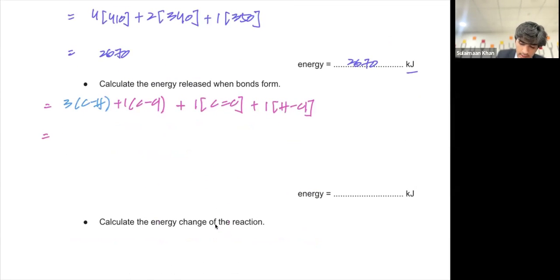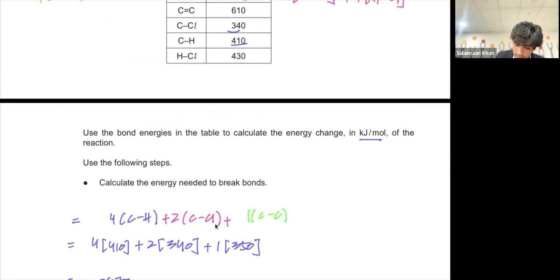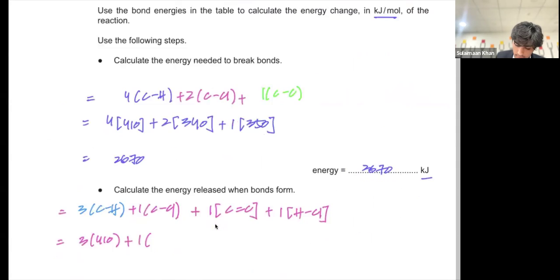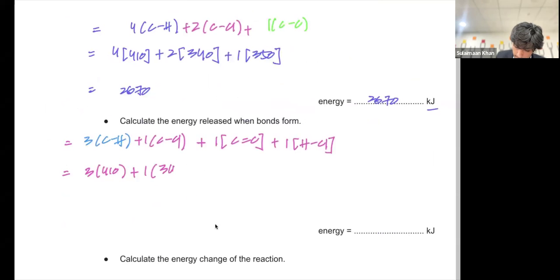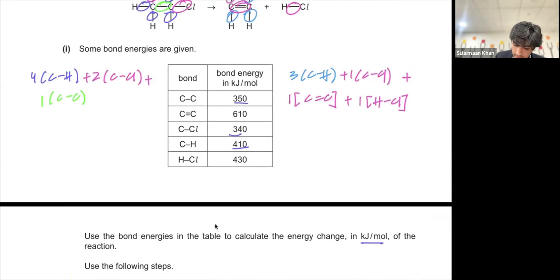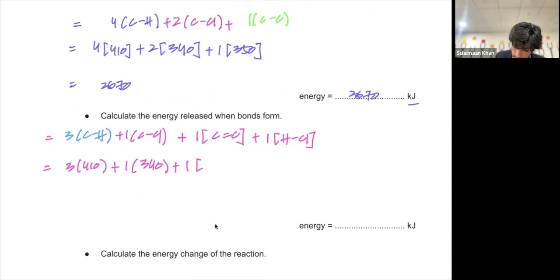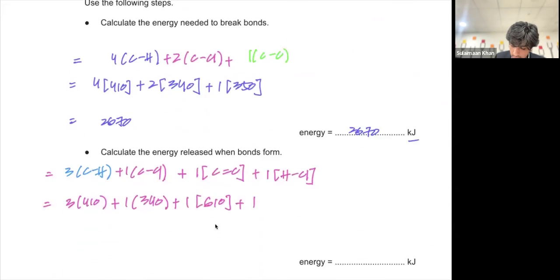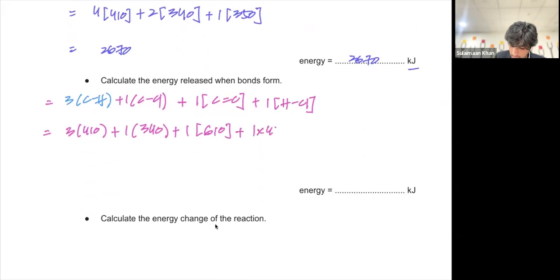Okay, CH bond, that's 410, 3 times 410. Easy or difficult? 1 times CCl bond forms, that's 340. Plus 1 times CC bond. CC bond is what? CC double bond is 610. Plus 1 times HCl, 430. 1 times 430. Done. What do we get, please?